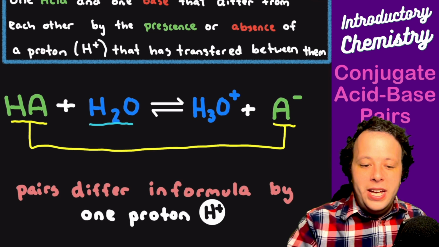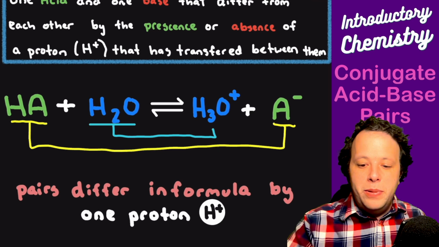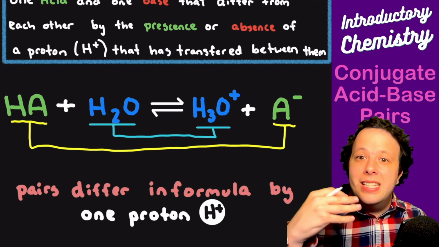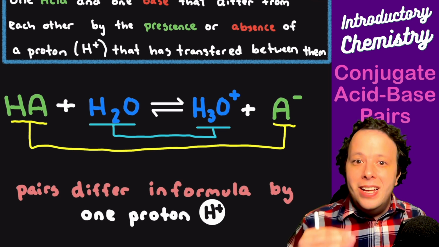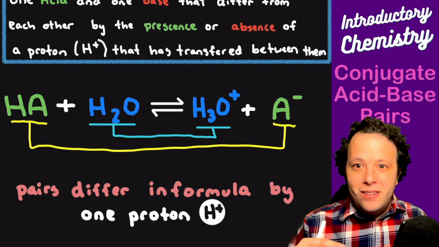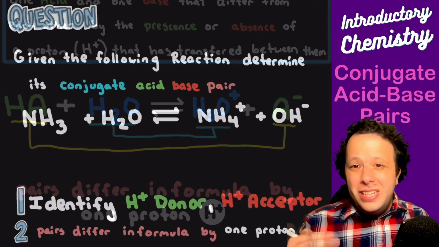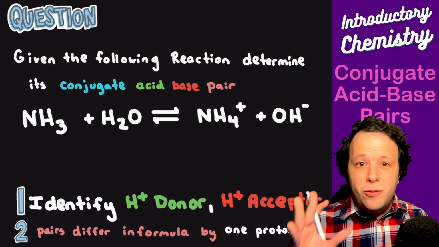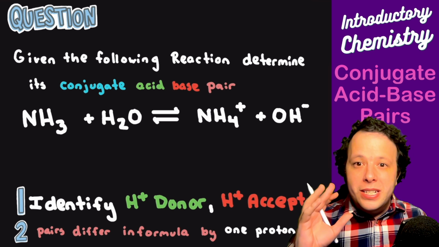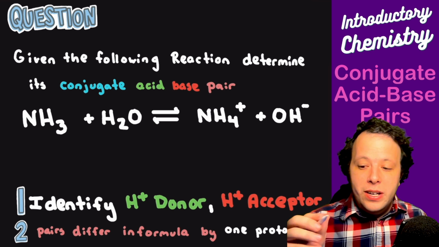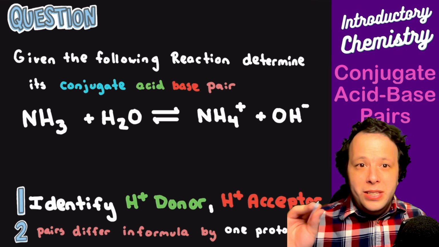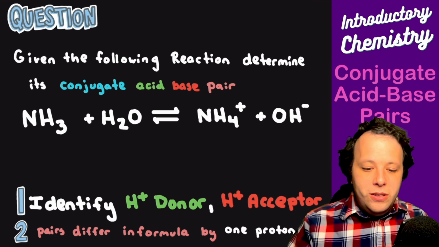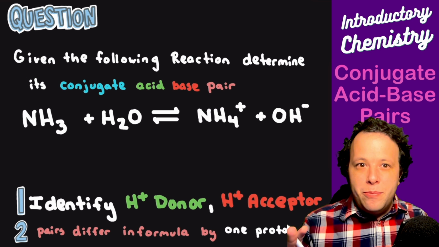On the other hand, we have water and H3O plus, which also differ by a single proton. This is the second conjugate acid-base pair. Every single reaction has a pair. Let's go and look at more. So given the following reaction, determine its conjugate acid-base pair in the reaction. What we are looking for is things that have a difference of a single proton. And we also want to be able to label if it's an acid or a base in the reaction as well. So what can we see in terms of the products and the reactants?